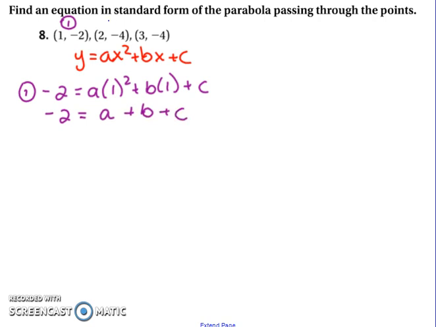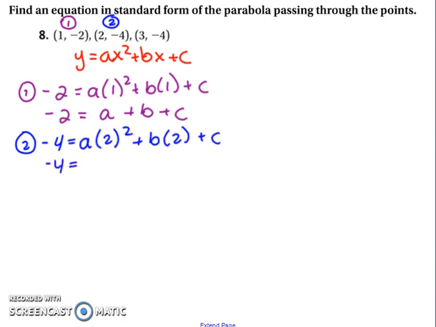And we're going to now use the second equation, or the second point, to make our second equation. So same idea. Negative 4 is y, a stays a, and now x is 2. So 2 squared plus b times 2 plus c. So negative 4 equals 2 squared is 4, so 4a plus 2b plus c.